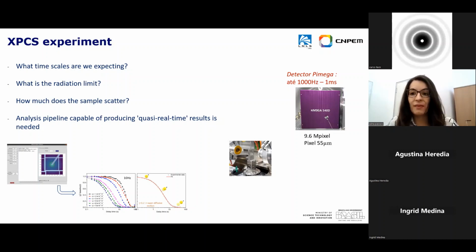And when we're talking about XPCS, we're actually talking about a lot of data, because you can imagine, for example, if we have fast dynamics, in this example here, the dynamics of gold nanoparticles. We obtained 1,000 images with 1 millisecond exposure. So in 1 second, we obtain 1,000 images.